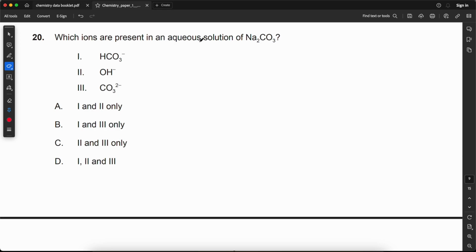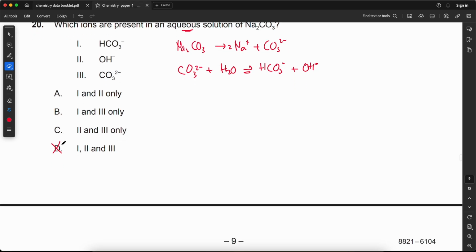Which ions are present in an aqueous solution of Na2CO3? First, Na2CO3 will dissociate and become Na plus and CO3 2 minus. And because it's in aqueous solution, when CO3 2 minus dissolves in the water, it will form HCO3 minus and OH minus. Therefore, three of them are present in the aqueous solution of Na2CO3.